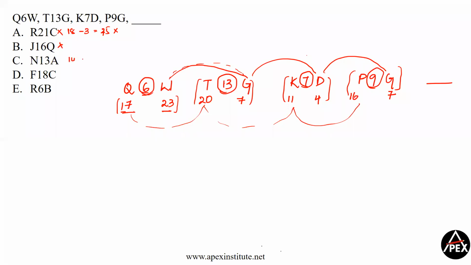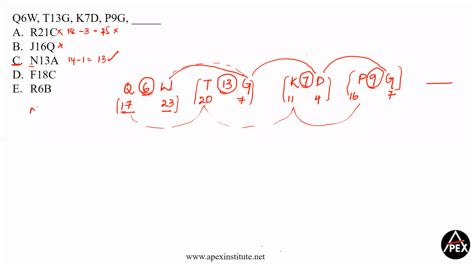N is 14, 14 minus 1 is 13. Perfect. So C can be our answer. So if we have any other option satisfying this, whether this will be the right answer or the other will be the right answer.